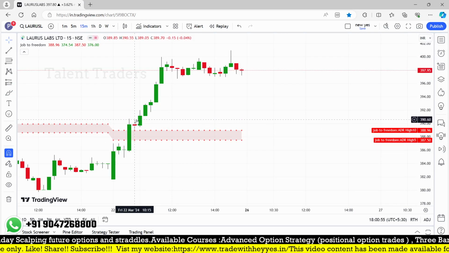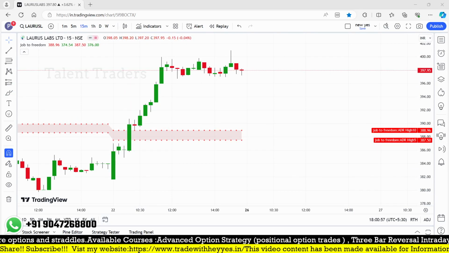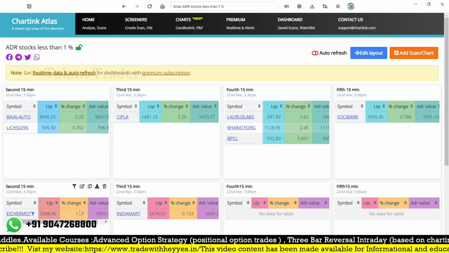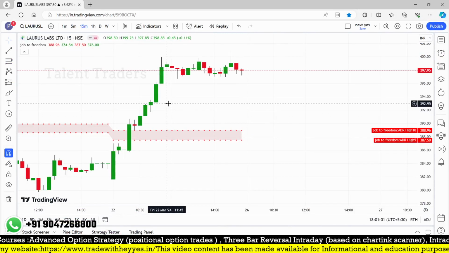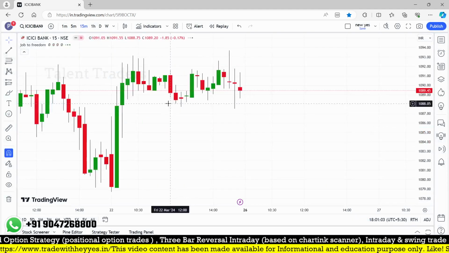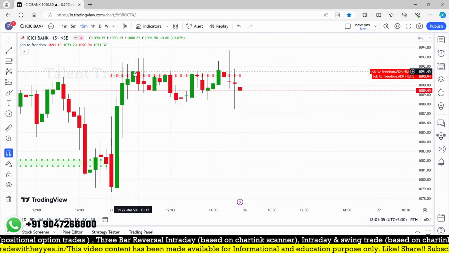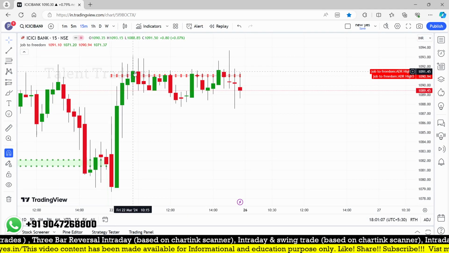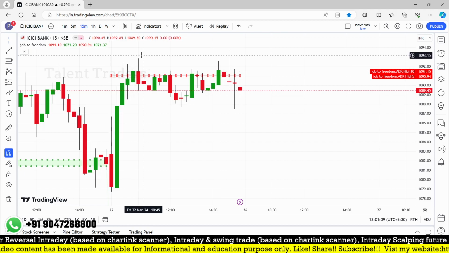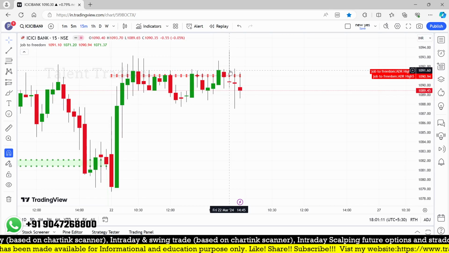After closing above the level, same like that. So in our next 15 minutes, ICICI Bank is the only stock. So instead of having many stocks, we are filtering out. On ICICI Bank, this is the candle, and that is the fifth candle. The high of this candle is not broken, but here it has given the breakout.